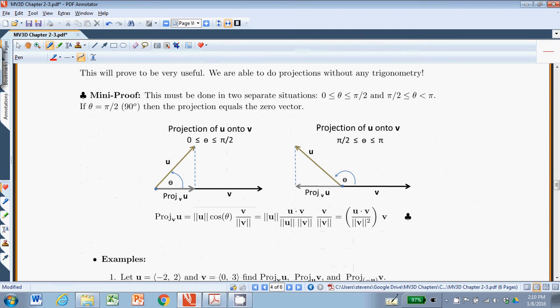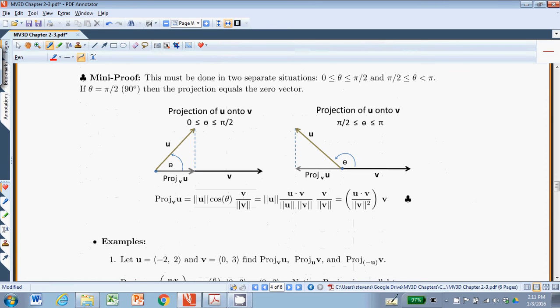We're going to determine a formula for this, first using trig, but then we'll be able to eliminate all trig because we can do that with the dot product. So let's take a look at it. If we wanted to find this vector right here, and we have u and v and the angle between them, then the length of this would be easy to get. That would just be the length of u times the cosine of this angle. So that length is given right here. That's the proper length.